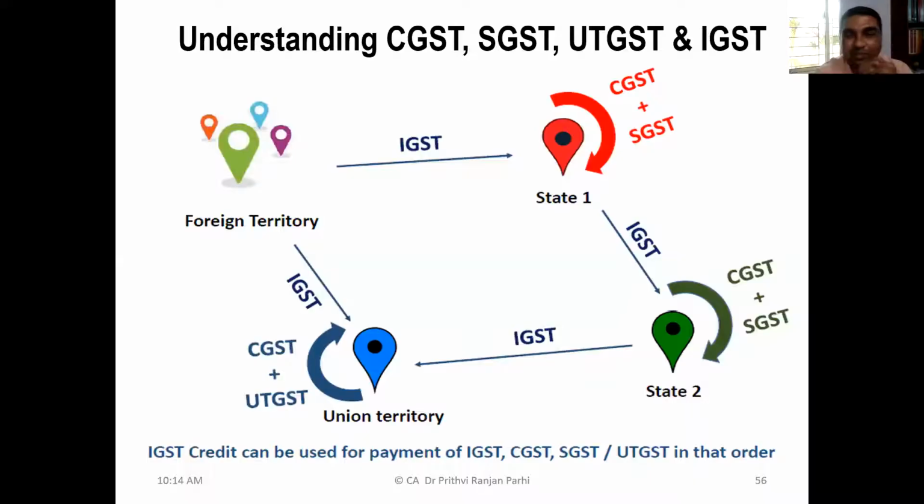Look at here. Minutely observe here. Within the state, CGST, SGST. In a different state also, CGST plus SGST. From one state to another state, IGST. One state to union territory, IGST. Within the union territory, CGST plus UTGST. Foreign territory to union territory, IGST. Foreign territory to state, IGST. That's it.